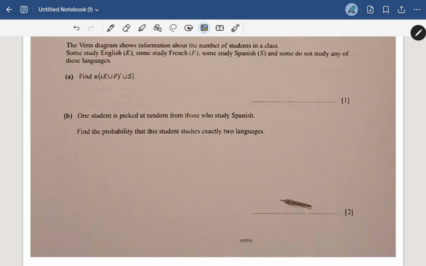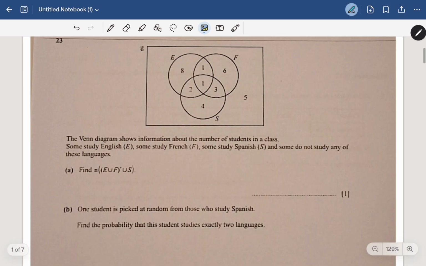One student is picked at random from those who study Spanish. So we have our condition. Our condition is that they are the people who study Spanish. We need to find the probability that the student studies exactly 2 languages. So let's go up, okay? And we're gonna take only the students who study Spanish.